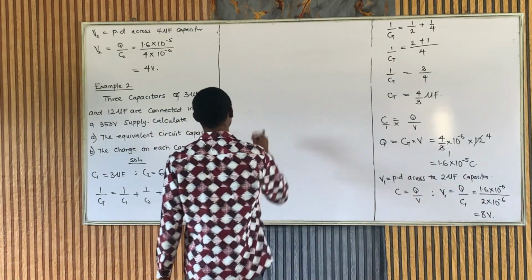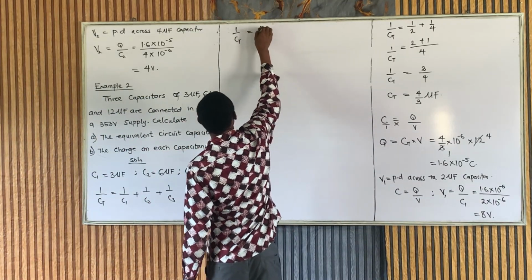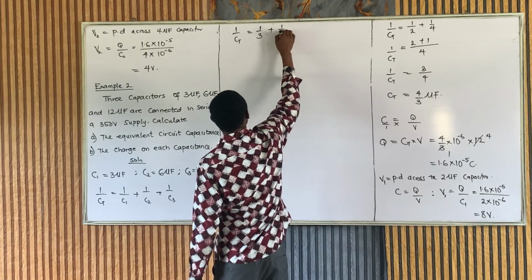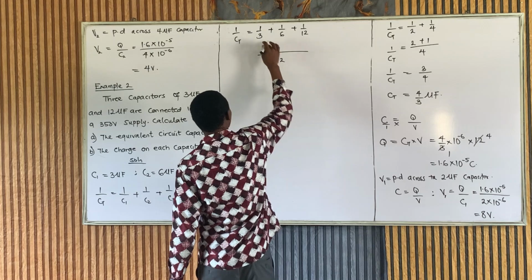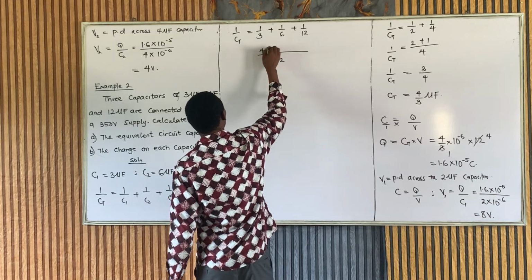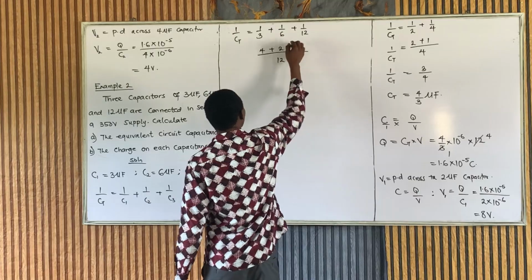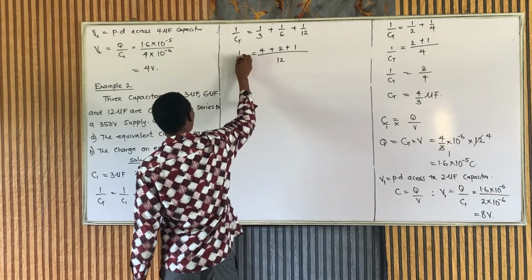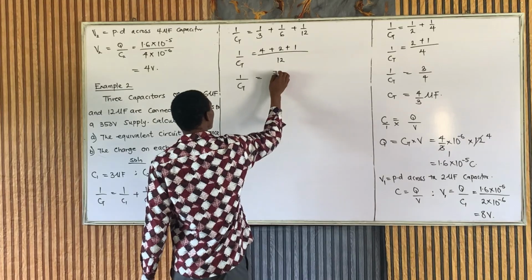Hence, we can now say that 1 over C total is equal to 1 over 3 plus 1 over 6 plus 1 over 12. The LCM here is 12. 3 in 12 is 4 times 1, that's 4. Plus 6 in 12, 2 times 1, 2. Plus 12 in 12, 1 times 1, that's 1. Over 12. So this becomes 1 over C total is equal to 7 over 12.